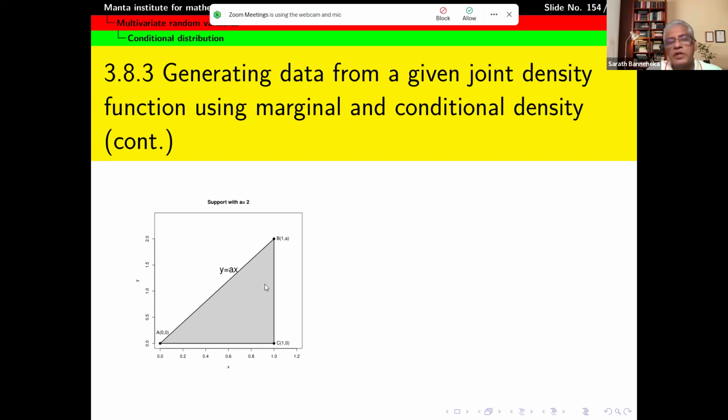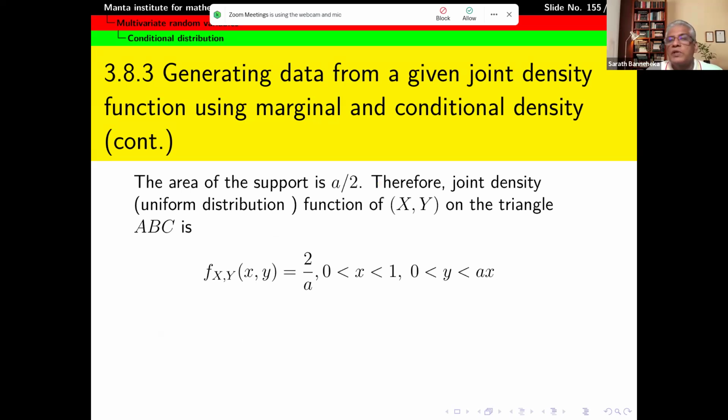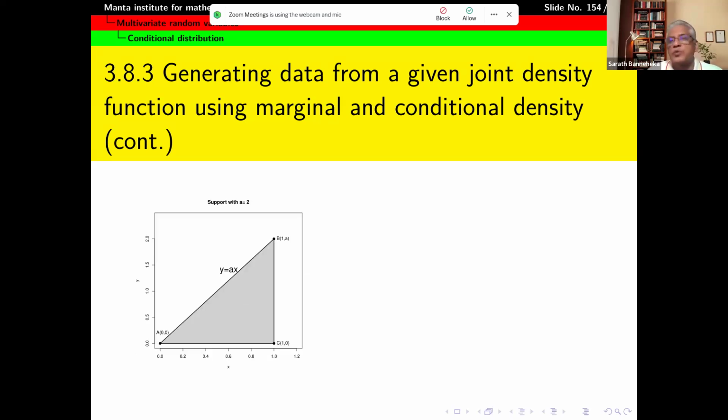We want to generate data from a uniform distribution defined on it. So first thing I want is the marginal distribution of x, right? So we'll have to consider the marginal distribution of x. So what will be the height of the joint distribution in this case? Because it's a uniform distribution, it is going to be a flat surface defined over this triangle, right?